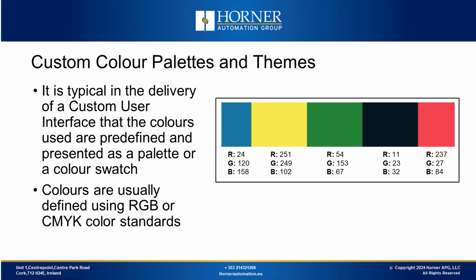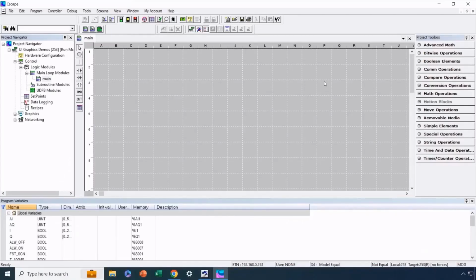Let's start by looking at the color palette. If you are given a mockup of a design for a custom user interface, it is common to also get color swatches or a color palette of the colors to be used. You have the ability to specify the color down to the very last detail. So if the color is specified to you in an RGB or CMYK color format, then you can easily incorporate those colors into your project. We will now look at how to implement these custom colors into your project in Cscape.